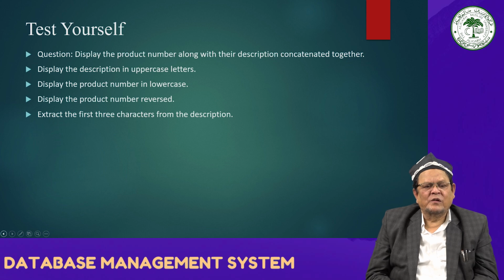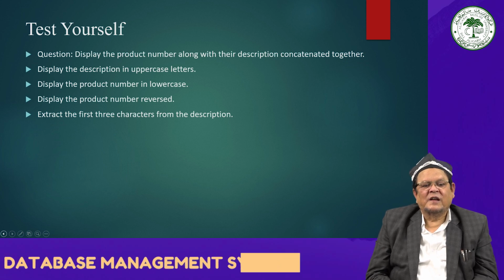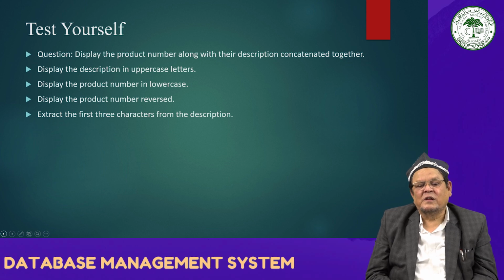So, as a home assignment, note down question 1. Display the product number along with their description concatenated together. Next question is display the description in uppercase letters. Next is display the product number in lowercase. Display the product number reversed. Last question is extract the first 3 characters from the description.